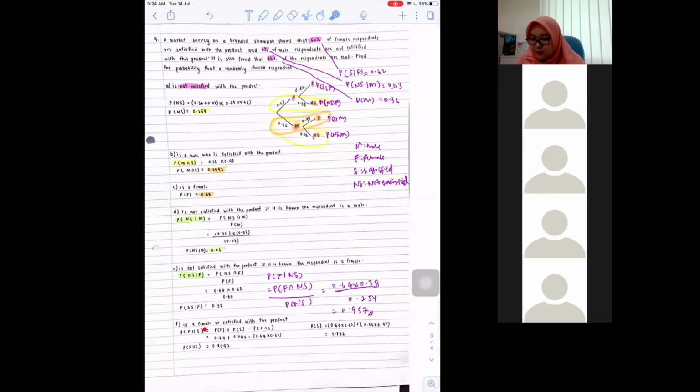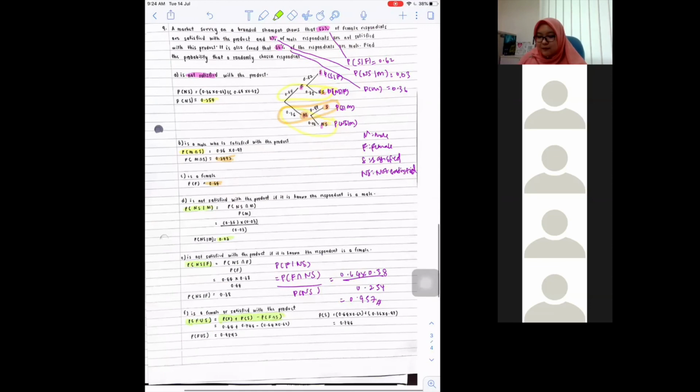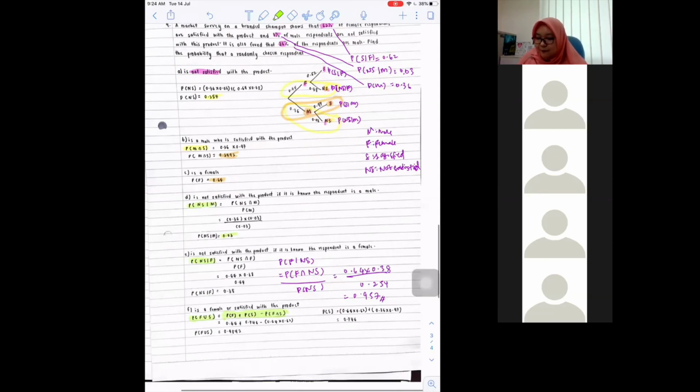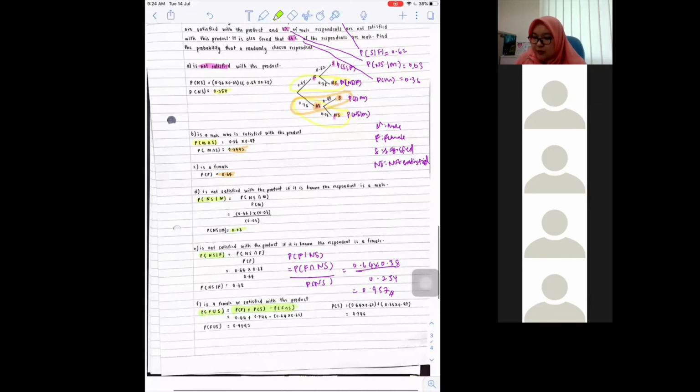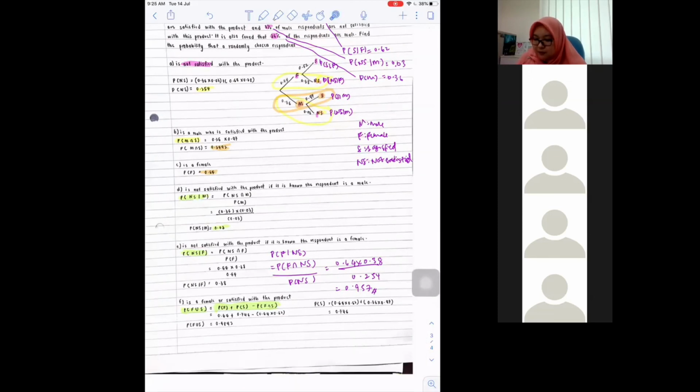F is a female or satisfied. Okay, so this is "or", so using the union symbol. So just open up the formula. This is not using the tree diagram, this is just using the formula: P(F) plus P(S) minus P(F intersect S). So we have P(F) here, so put it in. We have P(S), okay, so you can find P(S) from the tree diagram or you can just use the complementary, 1 minus P(not satisfied).